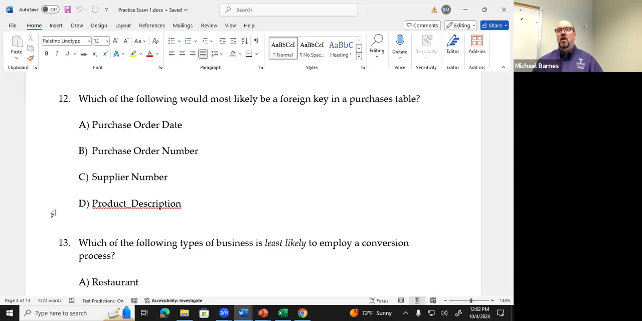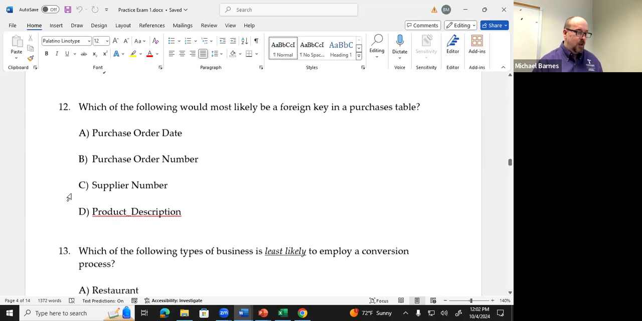Product description could be a key that was included in the purchase table, but it's probably not. Because remember, in order to be a foreign key, it has to be a unique identifier. All right, product description is probably not a unique identifier, so we're probably not going to use that, which means supplier number is probably the one that's the most likely to be a foreign key.